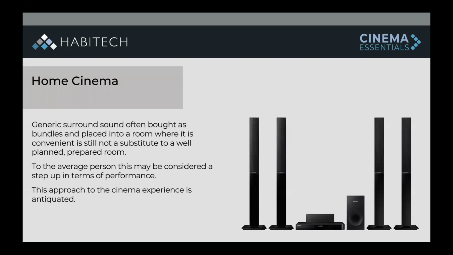Home cinema kits, like the one you see on the right, are very generic and they're often bought as bundles or thrown in with television systems to be placed in a room where it's convenient. It's not a substitute for a well-planned, well-prepared room. And very often these cinema systems, although they claim to have Atmos capabilities, do not. They often have imbalanced audio characteristics. They don't take into account the size of the room. They literally are a throw in and fit it solution. They're really just one step up from the wireless solution we saw in step one.